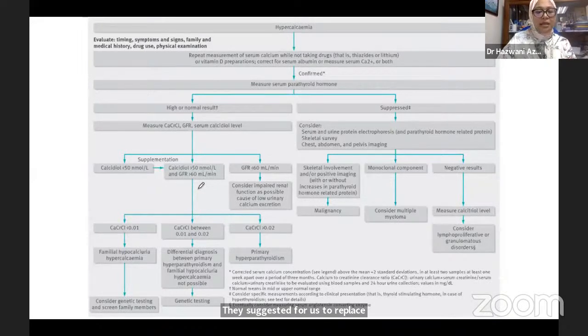But I think from the clinical point of view, it's very difficult for us to get the vitamin D level very fast. Maybe we can do it if we have the facilities. But it's okay. You can proceed with the FHH exclusion first, and at the same time send the 25 hydroxy vitamin D.